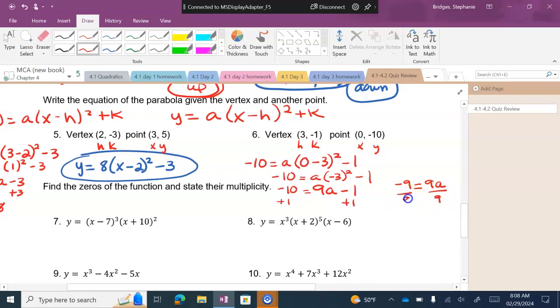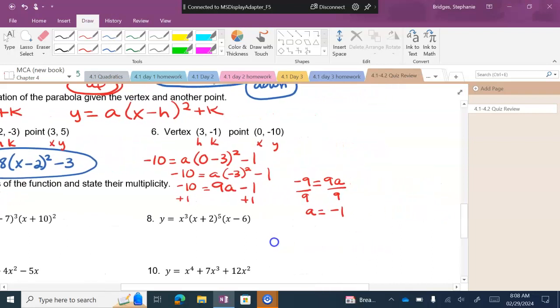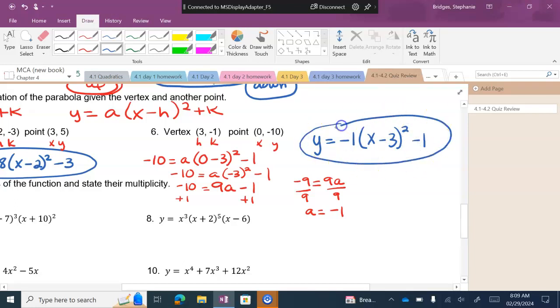Then we're going to divide both sides by 9. So what is a going to be here? Negative 1. And then once we have a, we just go back and write our equation, plugging the variable y in. I'm going to put negative 1 for a, plug in the variable x, minus my h value squared, and then my k value. Remember, you don't have to put the 1 there, but you do have to put the negative.